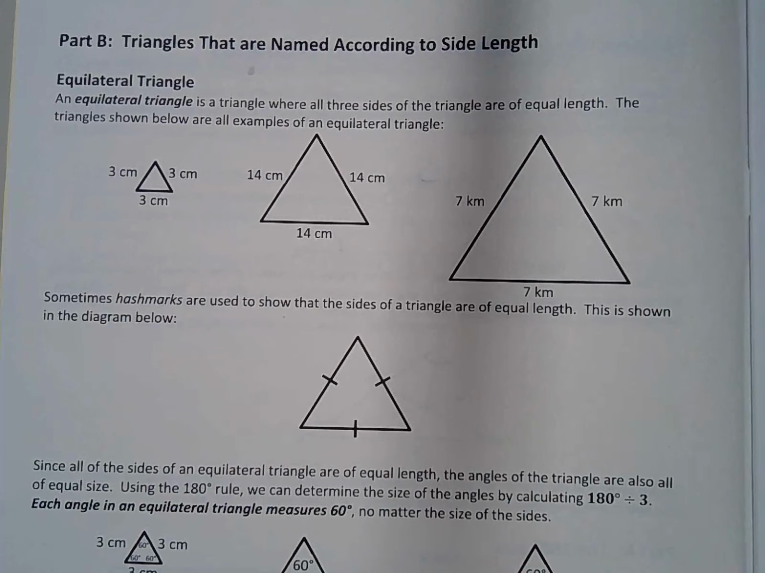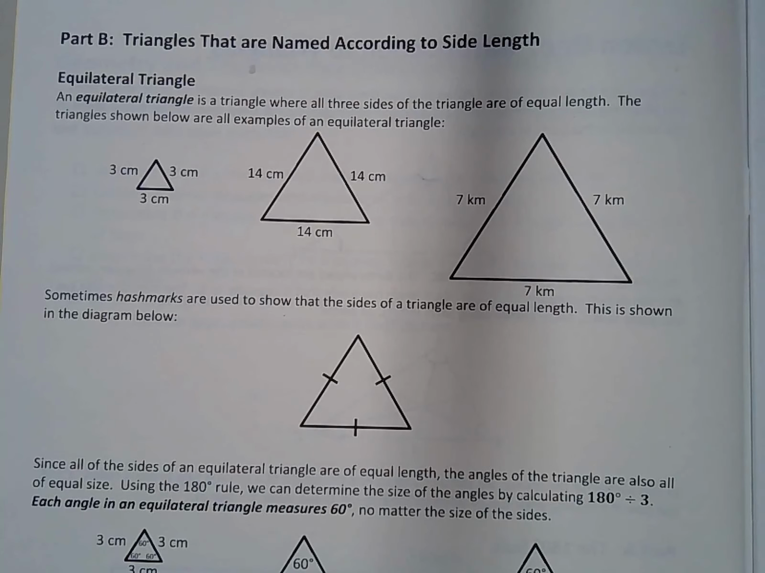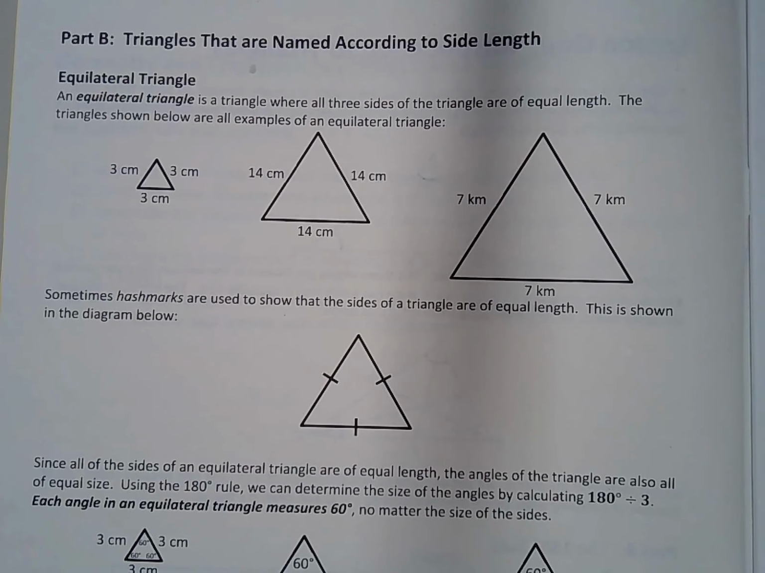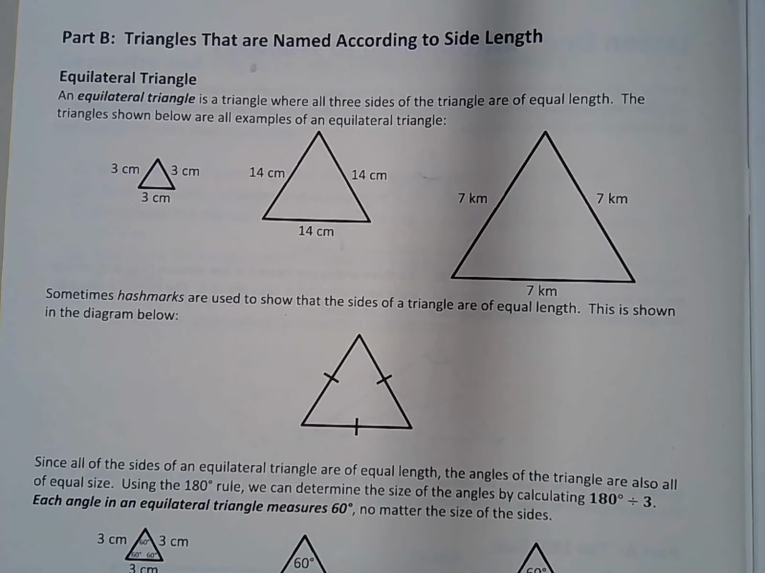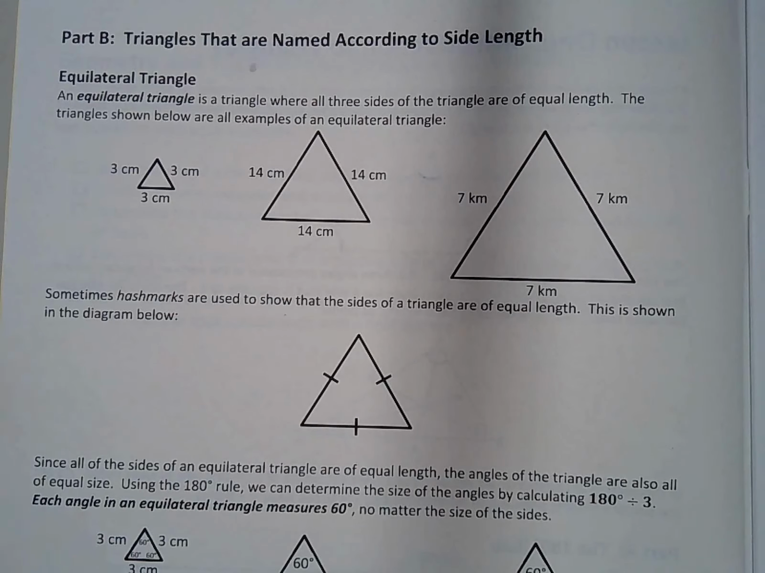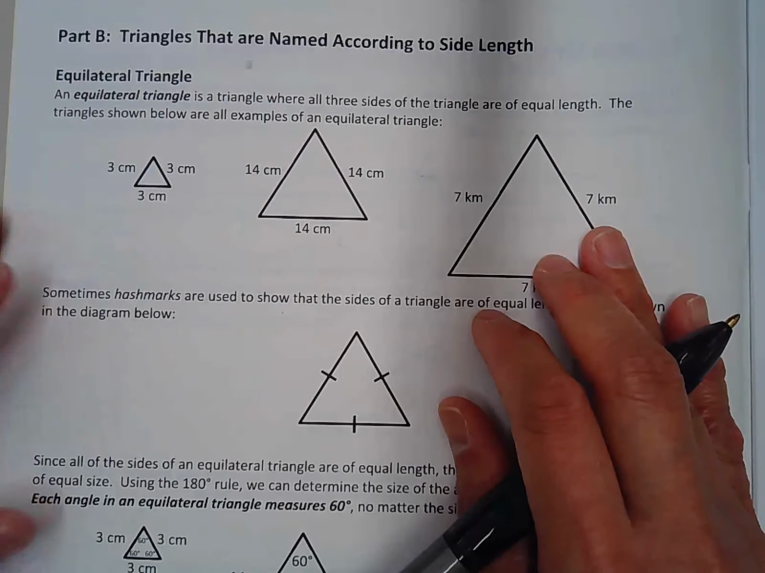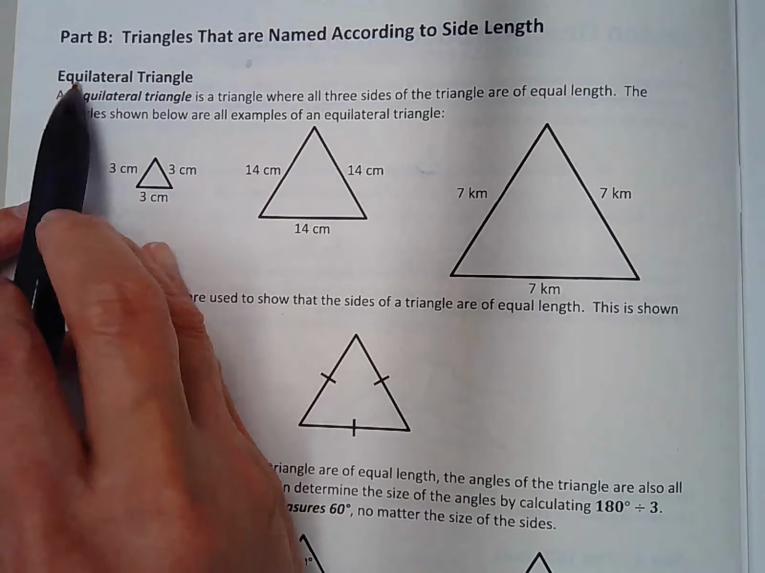Now that we know the different parts of the triangle, so we have 3 angles denoted by an uppercase letter, a capital letter, and then we have opposite sides, which are lowercase letters. Now we're going to talk about the different names of a triangle. Equilateral.